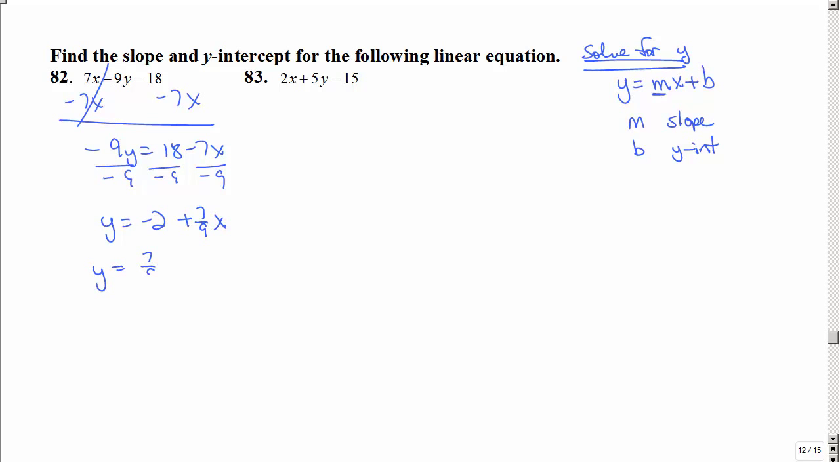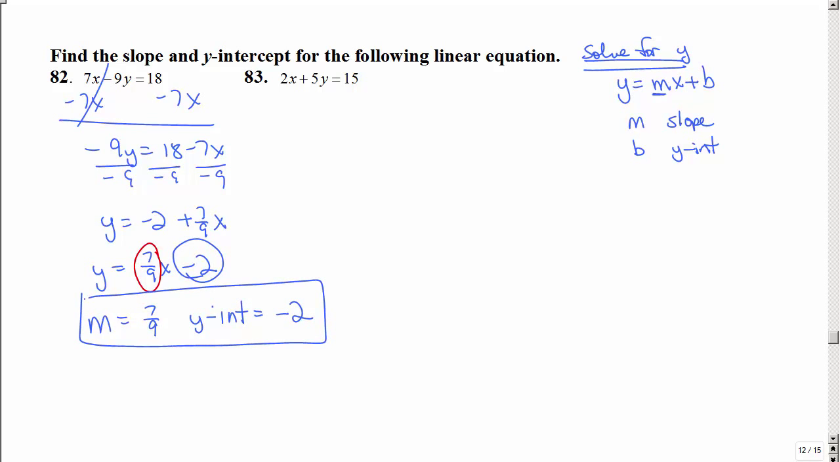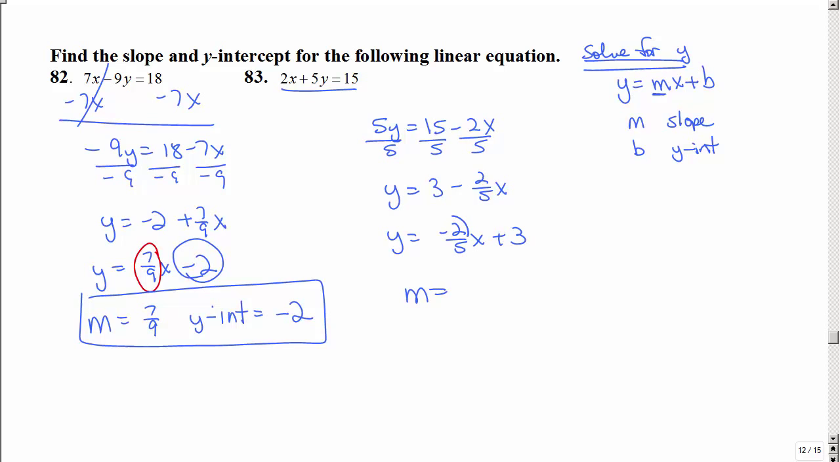If you wanted to rearrange it to make it look like y equals mx plus b, that might be better. The coefficient of x, not the x, the coefficient, that's your slope. And your y-intercept is that negative 2. Here I'm going to subtract the 2x. I'm going to divide by 5. Again, if you wanted to, you could rearrange it. So my slope is the coefficient of x, and my y-intercept is that number.